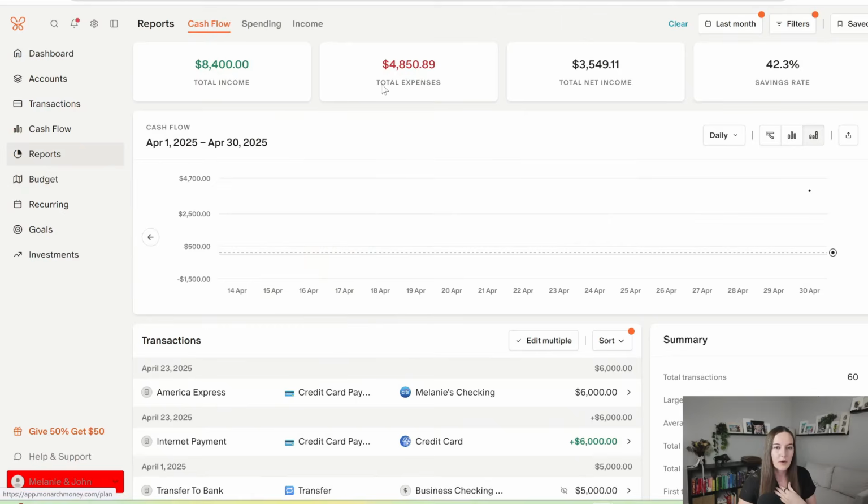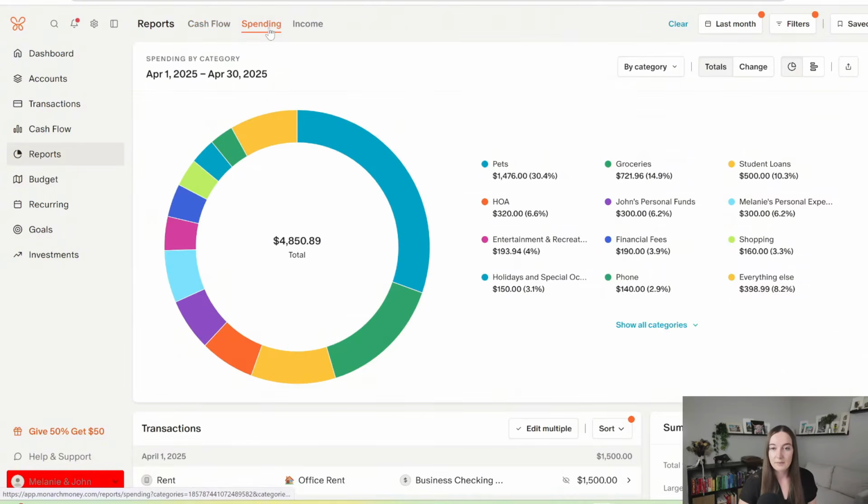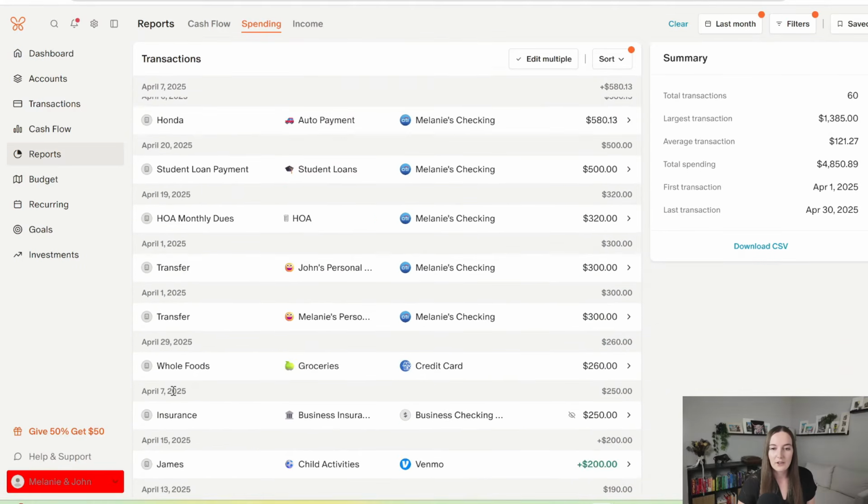Well, if you go to your reports and cash flow, look at our cash flow right here, where the category is in where it should be. The cash flow is showing you total income, total expenses. If we went to just spending, same thing. It's showing you what you spent. All of this money is a mix of money spent on the credit cards, right? The doggy vet, let's see, another credit card, Whole Foods, right? These are the expenses. The $260 spent at Whole Foods is the expense.